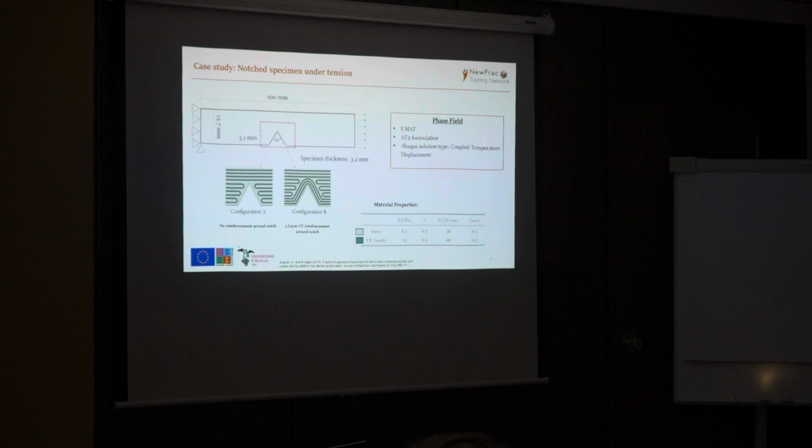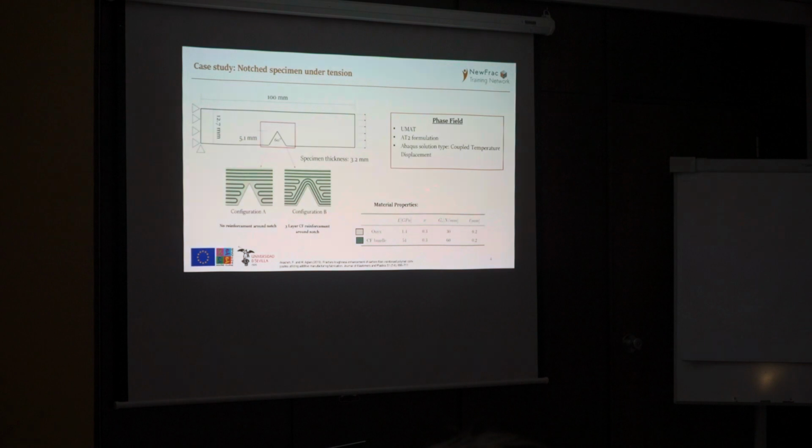We have configuration A, where there is no carbon fiber reinforcement around the notch. Here you can see that the carbon fiber bundle is in dark green, while the matrix, which is Onyx in this case, is in light brown. So in configuration A, there is no reinforcement around the notch. In configuration B, there is a triple layer of reinforcement around the stress concentration point. It's worth noticing that the two configurations differ from each other only by the geometry of the reinforcement, not the geometry of the specimen.